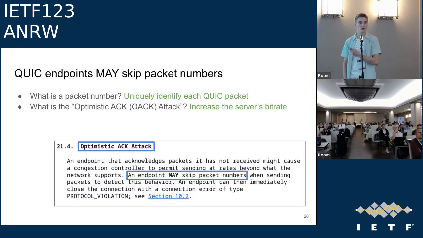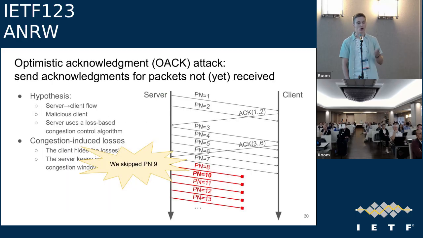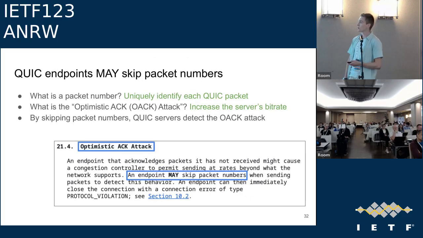And RFC 9000 decided to add a sentence to avoid this attack. For this, they say we can decide to skip some packet numbers and detect the optimistic ACK attack. So if we come back to the previous example, now we skip packet number 9 and directly go to packet number 10. What will happen? When the client says, oh, I received everything for the next flight, the server will say, yes, but I never sent packet number 9, so you're just doing something wrong. So I can close the connection because you are attacking me. So that's basically the idea of this section in RFC 9000.